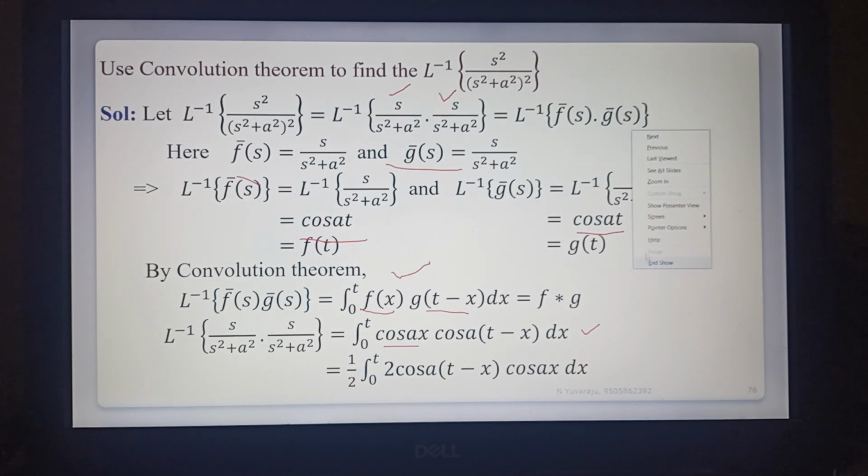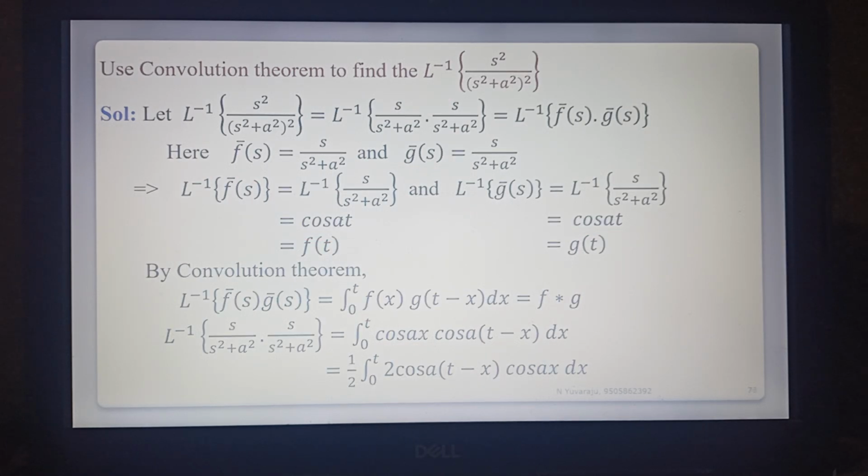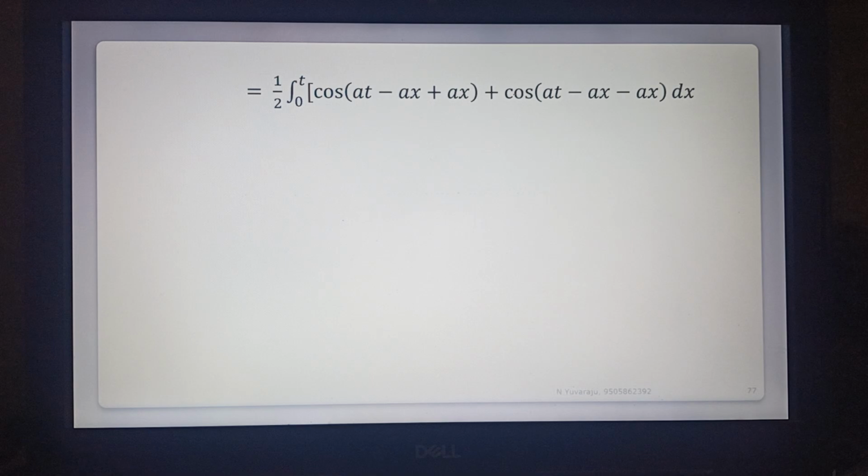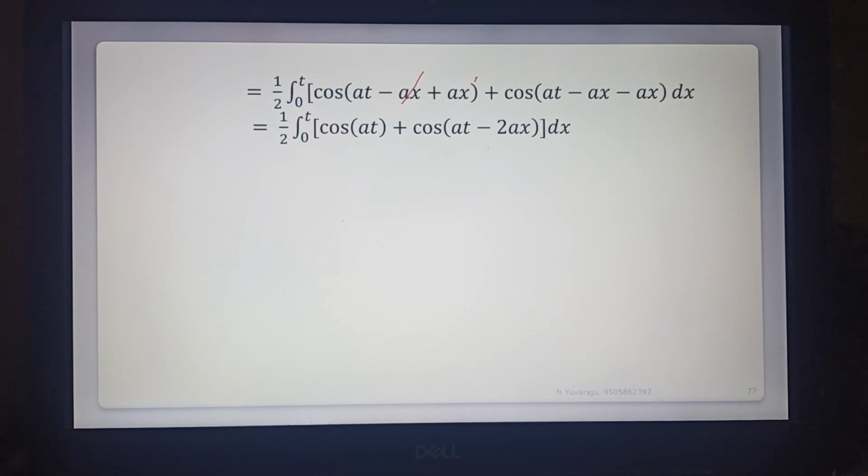So that is equal to 1 by 2 into integration 0 to t of cos a plus b plus cos a minus b form only. 2 cos a cos b means cos a plus b plus cos a minus b. So cos of at minus ax plus ax, plus cos of at minus ax minus ax, into dx. That is equal to 1 by 2 into integration 0 to t, cos at, the terms cancel, so cos of at minus 2ax into dx.